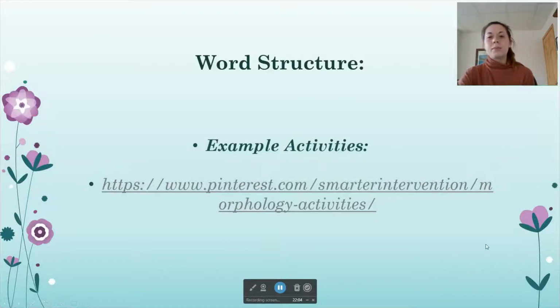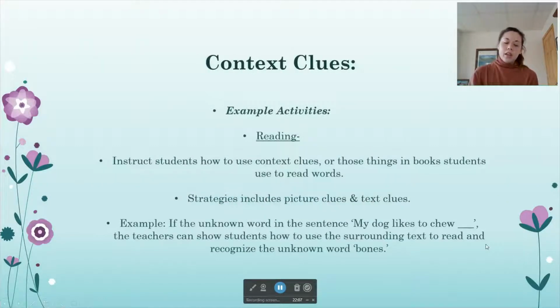All right, and then the last strategy is context clues. And wow, this one is honestly super crucial, and it's more for older ages, not more for younger. It is more as you get into that full alphabetic and graphemic and morphemic stage. It's more in those stages that you should use strategies that have to do with context clues, right? So teachers can teach students to increase their word recognition skills by instructing in the use of context clues, or those things in books students use to read words.